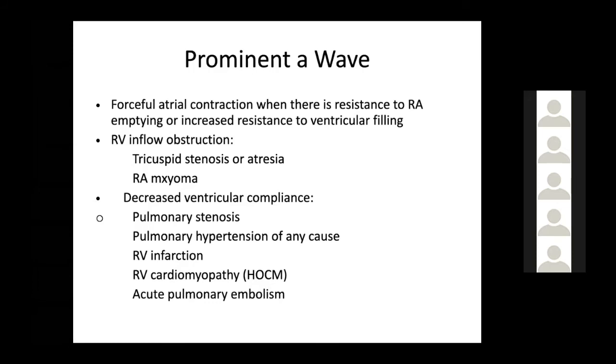Now you can get it either due to obstruction to the inflow, that is RV inflow obstruction, or because the RV compliance has decreased, like in too much right ventricular hypertrophy. So due to RV inflow obstruction, what are the causes? Most common are tricuspid stenosis and right atrial myxoma. Tricuspid atresia is a rare cause. You can just remember stenosis and RA myxoma.